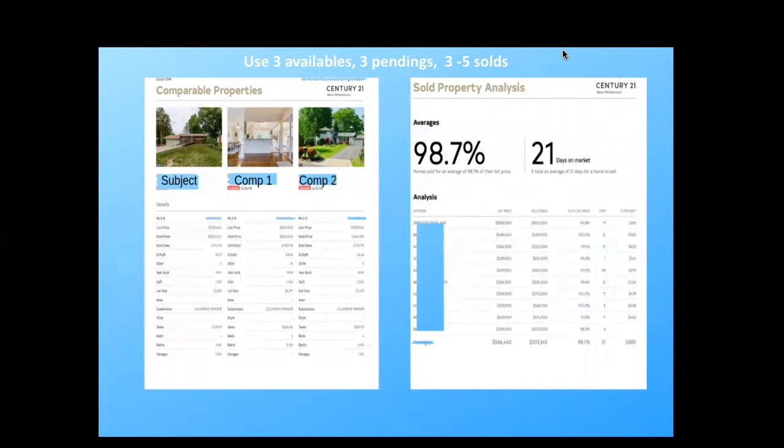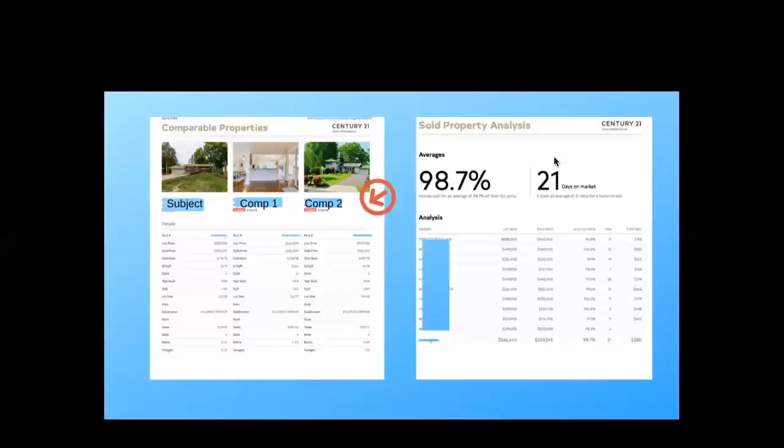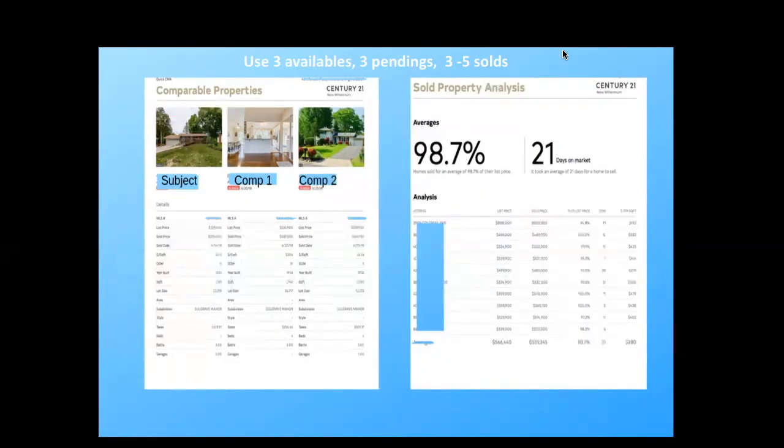We have our subject property. We usually put that to the left, and then we have our comps. I prefer to use 3 availables, 3 pendings, and 3 to 5 solds. Although appraisers only use solds, remember, they are doing this to substantiate the value of the house to protect the investor. I'm doing this to get the most money for my seller.